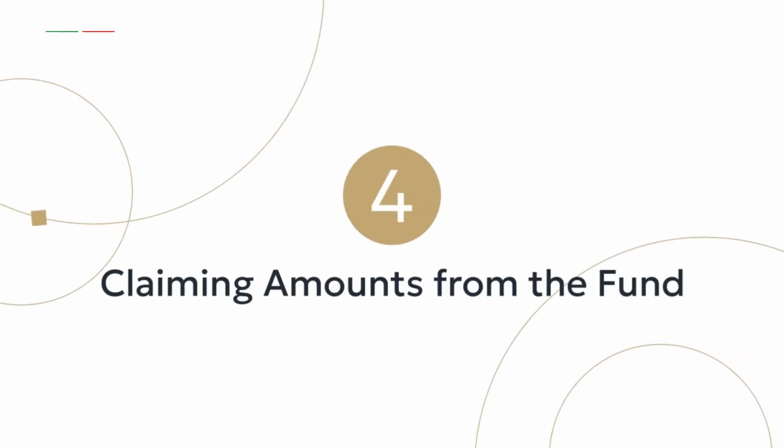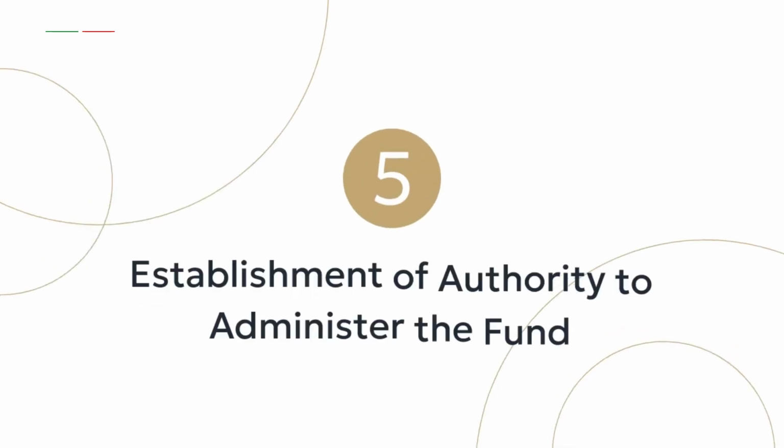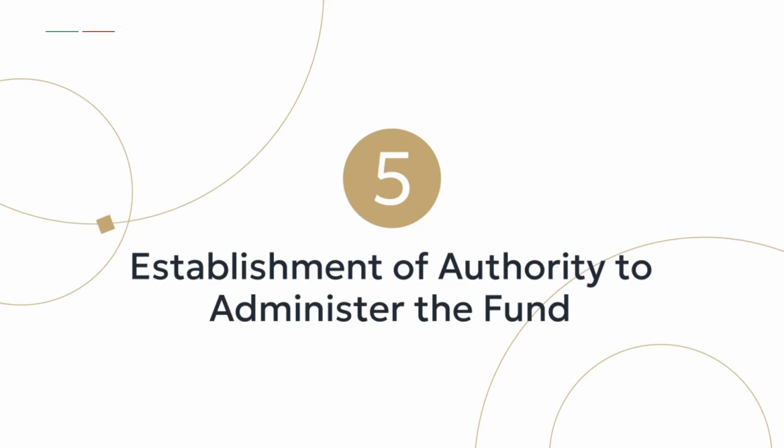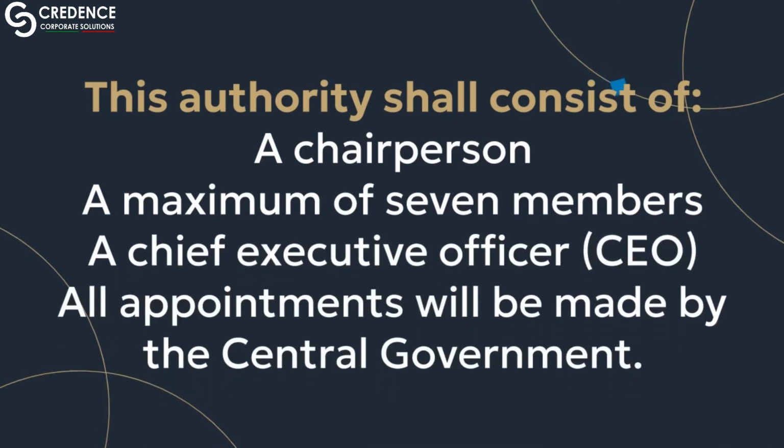4. Claiming amounts from the fund. Any person who believes they are entitled to any unclaimed amount transferred to the fund can apply to the competent authority, as constituted under subsection 5, for receiving the due payment. 5. Establishment of authority to administer the fund. The central government shall, through notification, establish an authority responsible for administering the fund. This authority shall consist of a chairperson, a maximum of 7 members, and a chief executive officer, CEO. All appointments will be made by the central government.